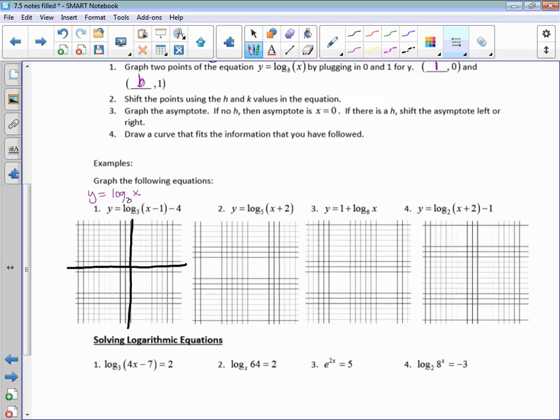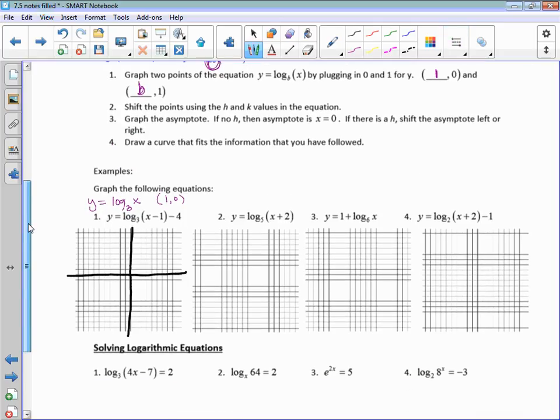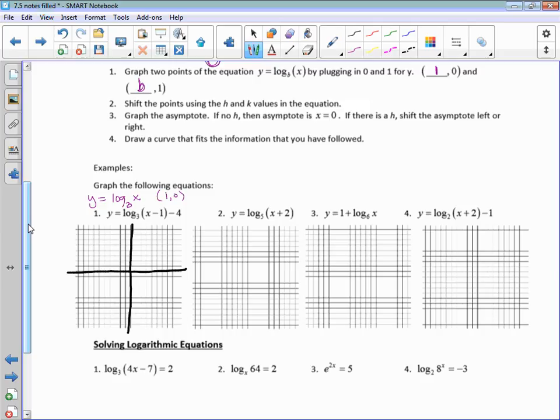So that means I would have the points 1, 0, and then base, 1, so in this case that would be 3, 1. So those are sort of like your parent graph, your base graph with log 3. Where are my points going then?